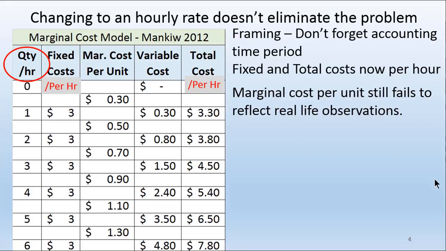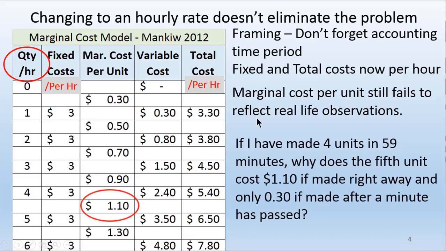And that causes two things. One, the marginal cost per unit still fails to reflect real life observations, because notice how this marginal cost still sums to that number right there. Marginal cost per unit still sums to that. That was a problem I stated before. And Mankiw never explains this $3 per hour.